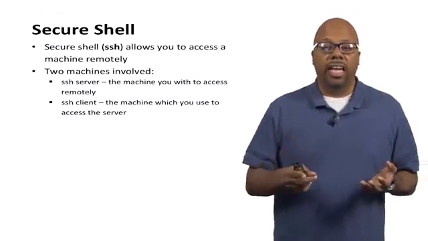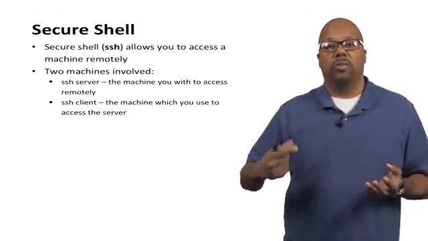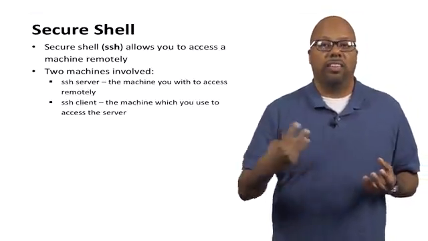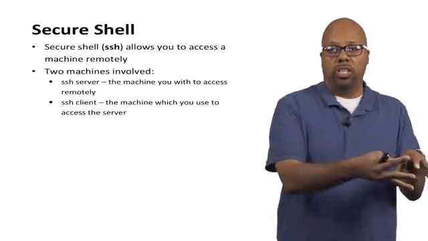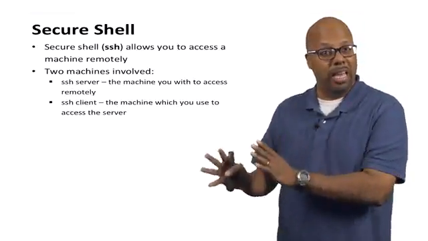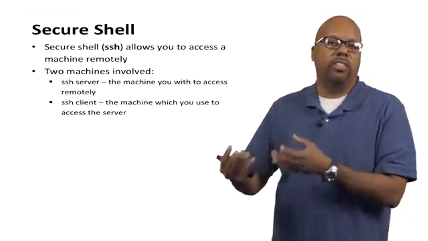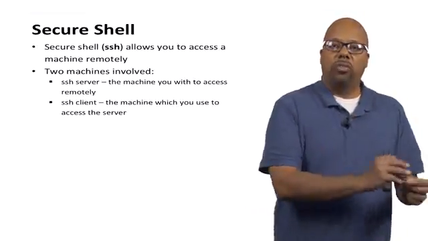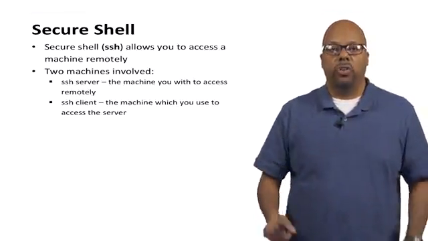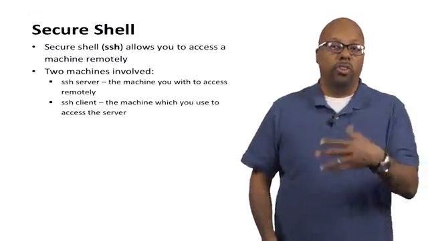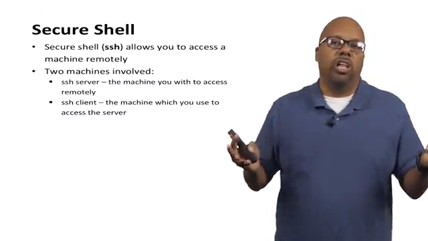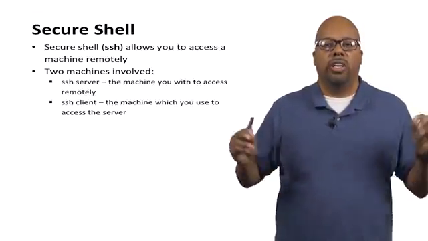Then the Secure Shell client is a program running on the machine that I'm using to access the server. So in the case where I want to sit at my laptop and talk to my Raspberry Pi, the laptop is running the Secure Shell client, and the Raspberry Pi is running the Secure Shell server. You have to have both machines involved in the communication, and two different programs. Basically, the whole Secure Shell protocol is two programs talking to each other across a network.